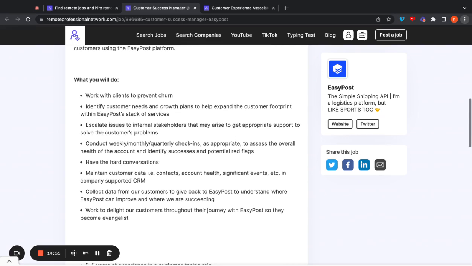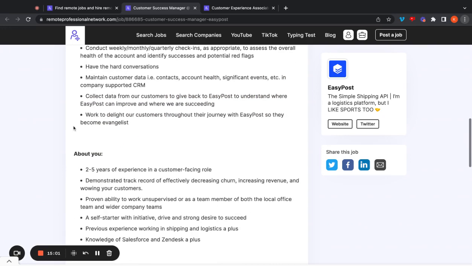Escalate issues. Conduct weekly, monthly, quarterly check-ins. Have the hard conversations. Maintain customer data. Collect data from the customers to give back, and work to delight the customers throughout their journey.